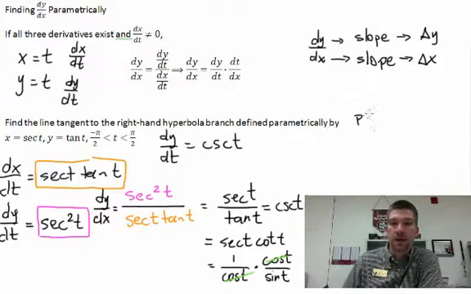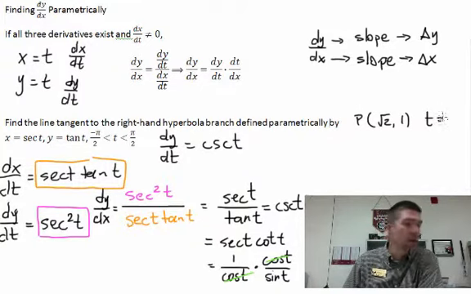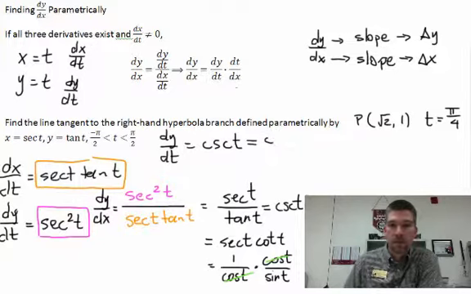Okay. Well, what about if we've got a point? Let's say we've got a point that is square root of 2 comma 1, and let's say we're interested in t equals pi over 4. Okay, so if I know what my slope is, then I can find the slope of my line by putting pi over 4 in for the t in cosecant t. And when I do that, this becomes the cosecant of pi over 4.